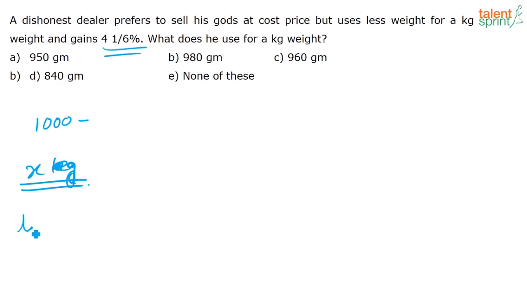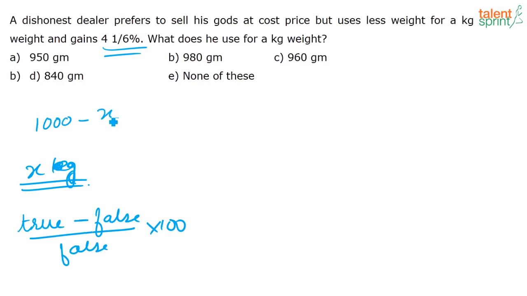So the formula is this: the true weight minus the false weight, divided by the false weight, into 100. That will be his gain percentage, correct? The true weight is actually 1000 grams. The false weight is x. So (1000 minus x) divided by x into 100 is equal to 4 1/6. If you solve this, you get the answer. This is how you approach it with the formula.